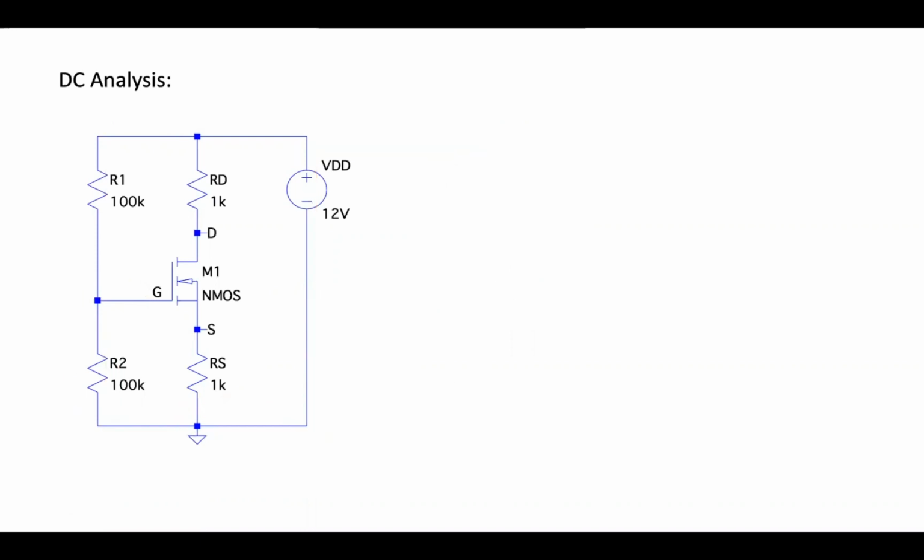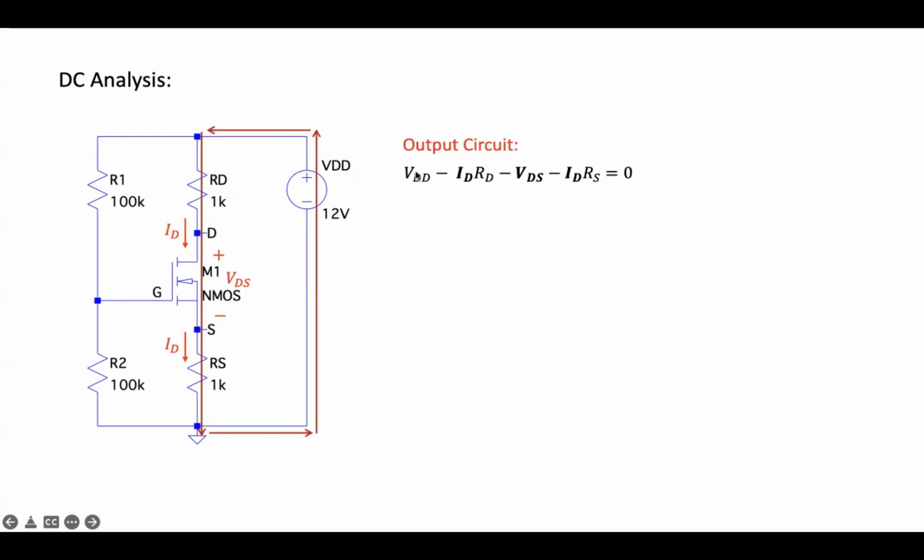Then another equation, on the output side, we indicate the drain current along RD. Then you have drain current as well along RS. Then between drain and source, the voltage is denoted as VDS. Then we do the voltage loop along the output circuit. So we'll have VDD minus ID RD minus VDS and then minus ID RS. So the unknown parameters usually, again, would be the drain current and the drain source voltage.